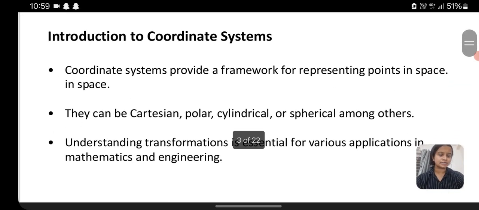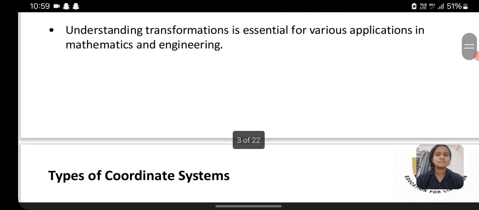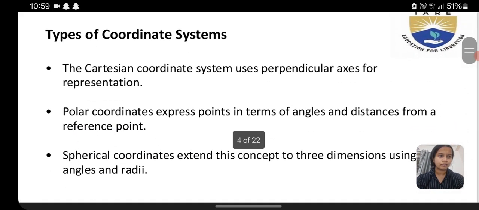Introduction to coordinate systems. Coordinate systems provide a framework for representing points in space. They can be Cartesian, polar, cylindrical, or spherical, among others. Understanding transformation is essential for various applications in mathematics and engineering.